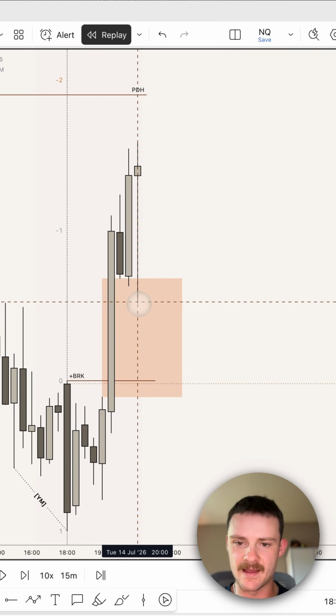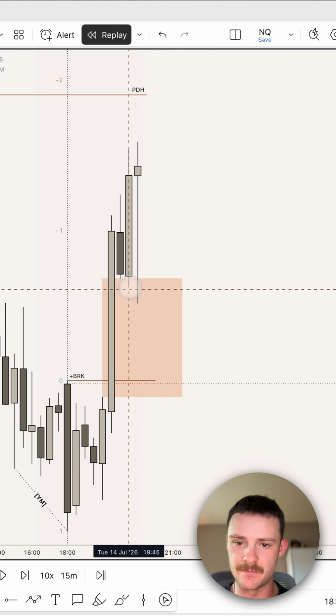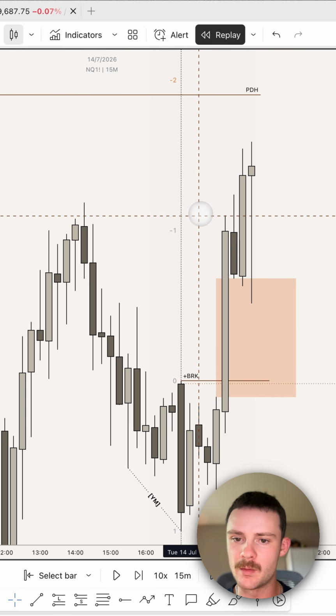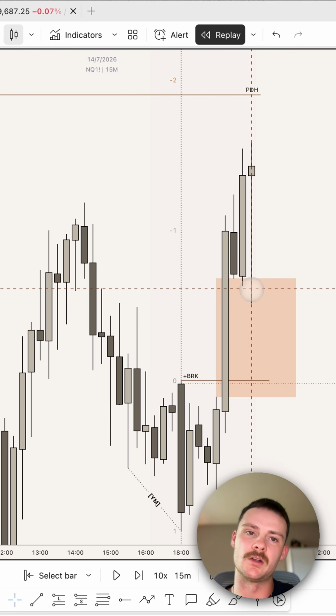After the displacement, we can see that at 8 o'clock, price trades into the 15-minute bullish fair value gap, creating SMT with YM inside of that gap. We will then drop down to the low time frame and look for a low time frame entry.